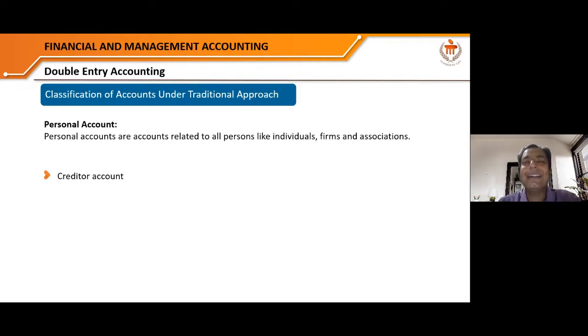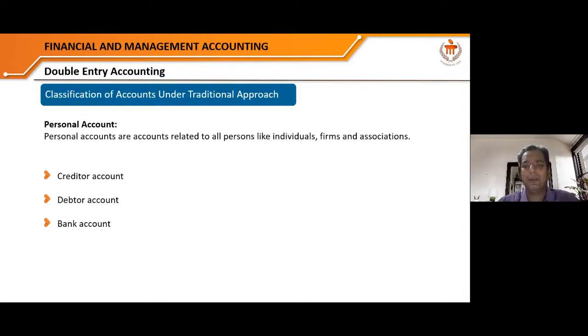So see, there's a creditor account. Creditor is someone from whom you would have bought. Now it could be an organization, it can be an individual. Similarly, we can have a debtor account. Debtor is whom you have sold to. Again, you would have sold to a person or to a large size or mid size organization. Bank account: bank accounts are opened by organizations and by individuals. That's why bank account falls under this category.